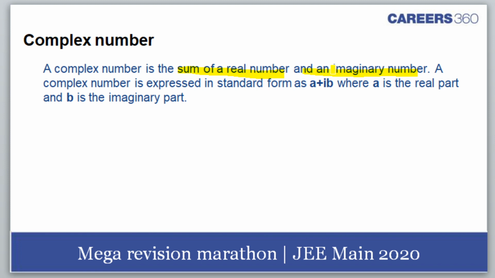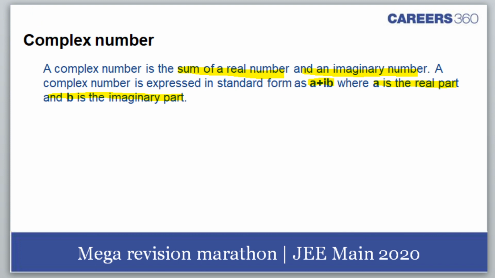A complex number is the sum of a real number and an imaginary number, and it is expressed in the form of a plus iota b, where a is the real part, which we denote by Re, and b is the imaginary part. Okay, you are all aware of this.